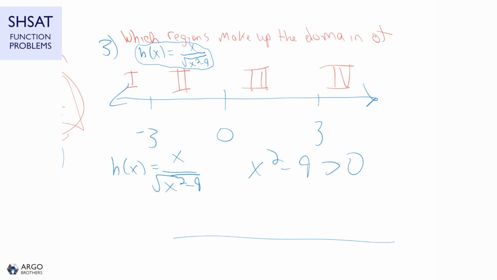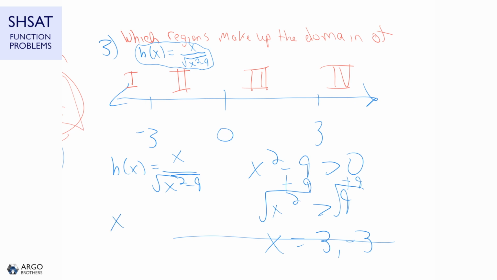Another way of doing it is just finding what region cannot be in the domain and then taking the opposite of that, or whatever the leftover regions are. But let's do it this way. We add 9 on both sides, and we get x squared is greater than 9, and take the square root of both sides. Now we have x equals 3 and negative 3. When you take the square root of a number, you can get a positive and negative number. That's important to know.